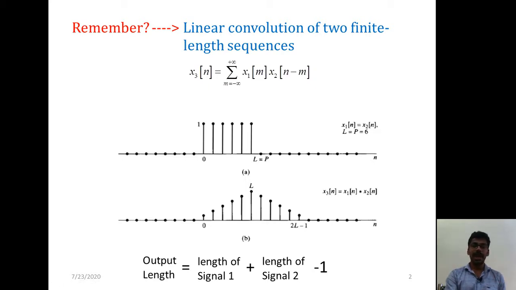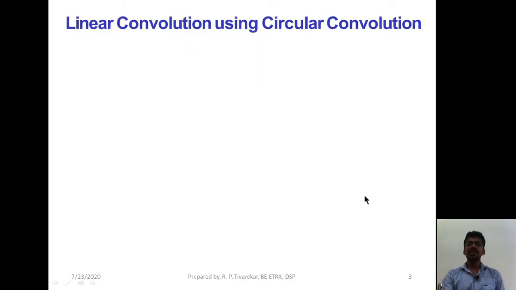For an example, I have shown a rectangular pulse here in the discrete domain which has 6 samples. If I perform linear convolution of this pulse with the signal itself, then the resulting output will have 6 plus 6 minus 1 samples, and that is what you can see in the result of linear convolution of x1(n) and x2(n). With this basic knowledge, we can start with linear convolution using circular convolution.